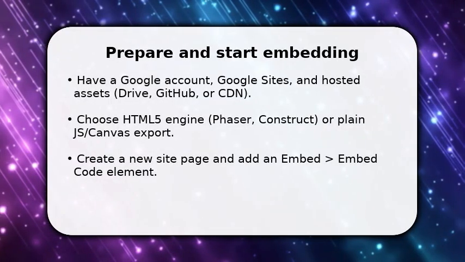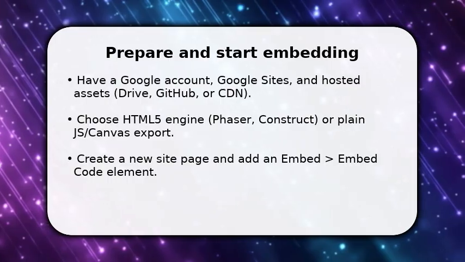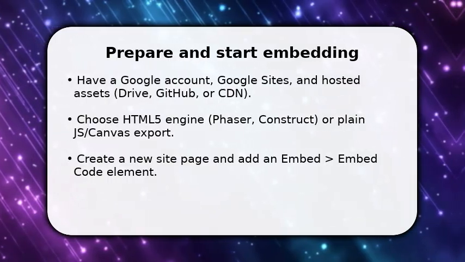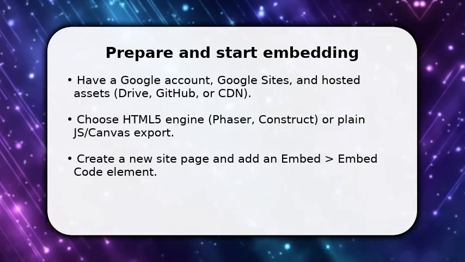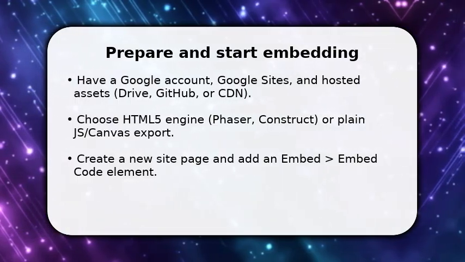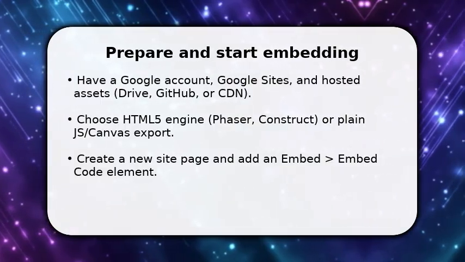You need a Google account and exported HTML5 game files before you begin. This saves time and prevents later hosting mismatch. Once ready, open Google Sites and create a new page dedicated to the game. Then add an embed block and choose Embed Code. This is the first actionable step that places your game container on the page.